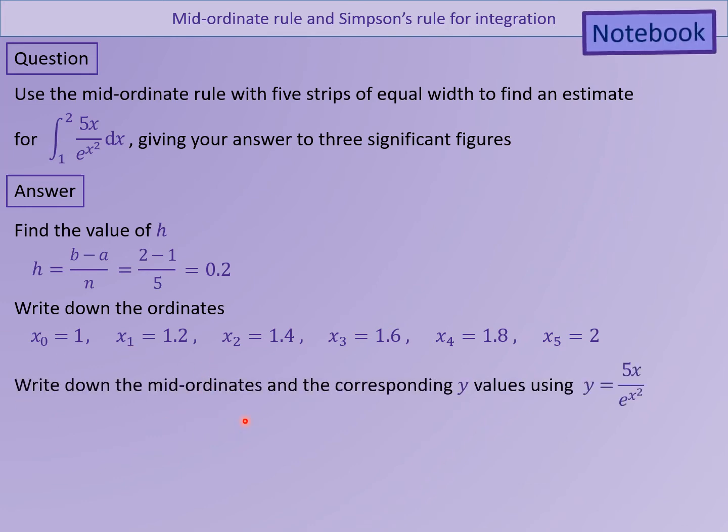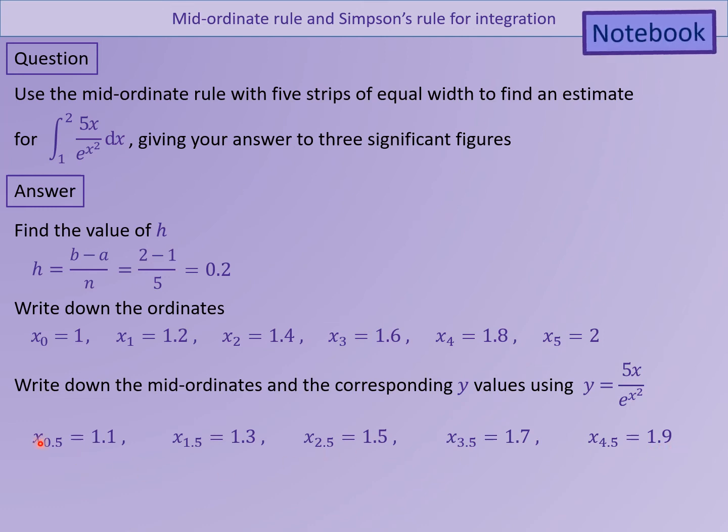So I'm going to write down the mid ordinates, and then I'm going to write down the corresponding y values. First things first, let me make sure I'm aware of which x values I want: 1.1, 1.3, 1.5, 1.7 and 1.9. So I've considered the middle of those ordinates, the mid ordinates. And I notice that I should have the same amount of mid ordinates as the number of strips. That should always be the case.